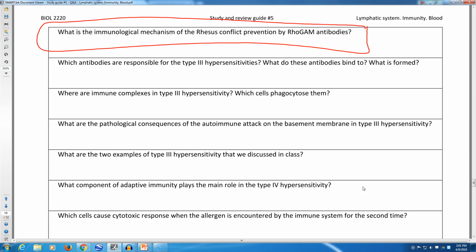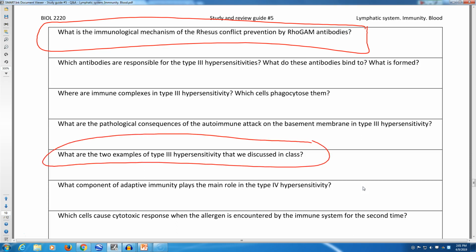Type 3 hypersensitivities, know that it's mediated by IgGs, by the formation of immune complexes associated with the basement membranes in epithelial cells. Neutrophils and macrophages destroy those basement membranes, epithelium fails. We actually discussed two. It was rheumatoid arthritis and lupus, systemic lupus erythematosus.